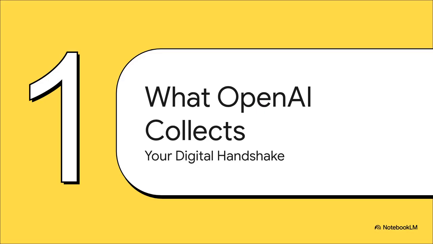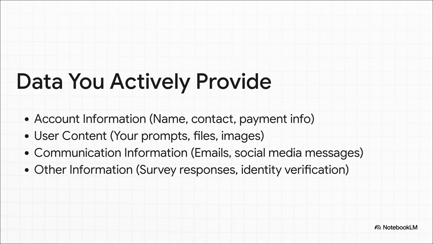So first up, what information is OpenAI actually gathering? I like to think of it as a kind of digital handshake. It happens in two parts. There's the stuff you actively tell them, and then there's the data that your devices just share automatically in the background.